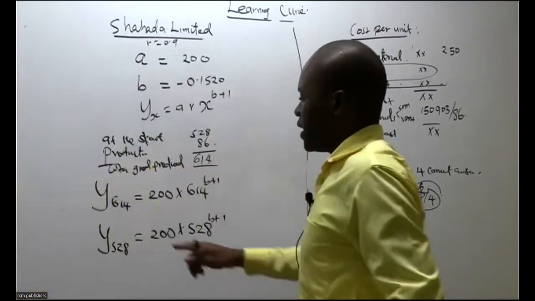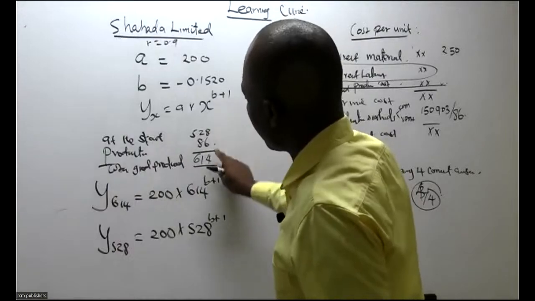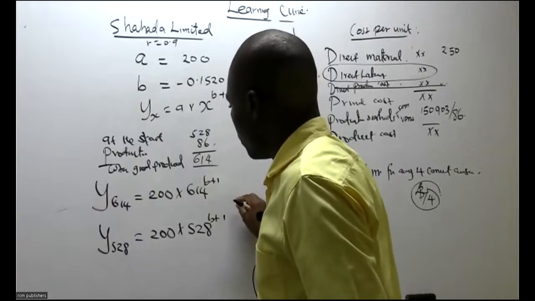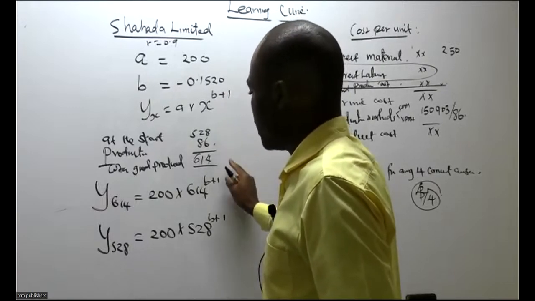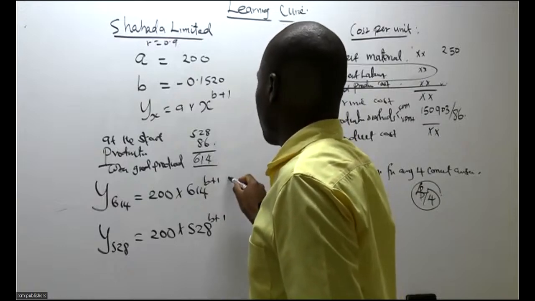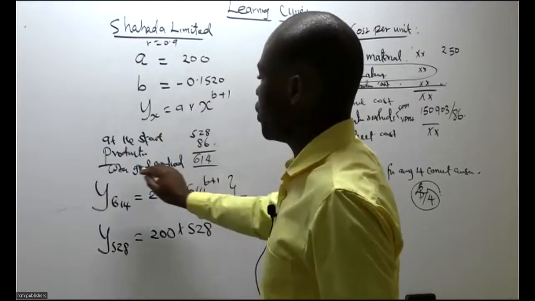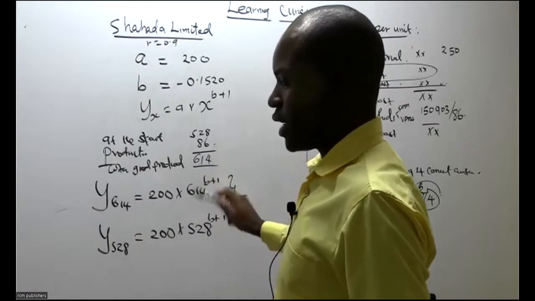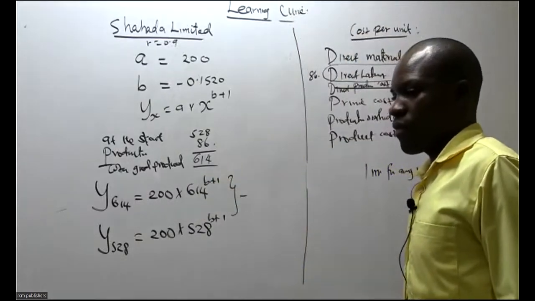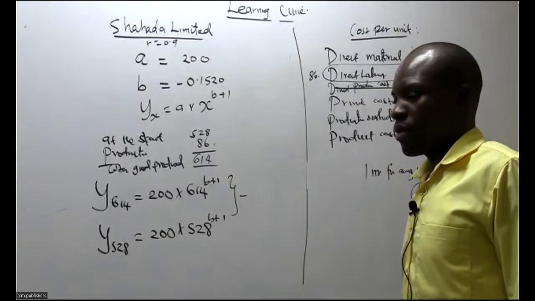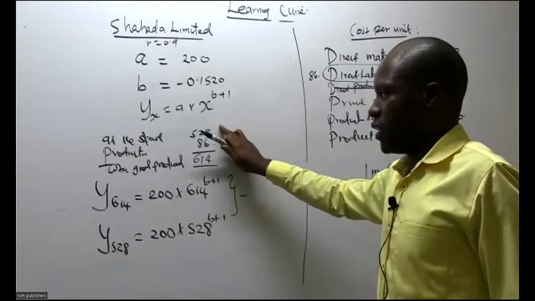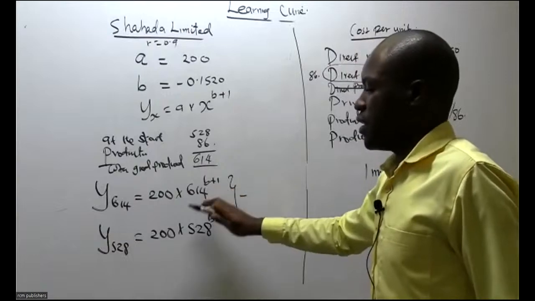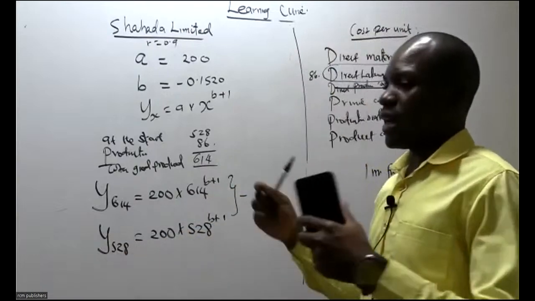If I get the time taken to produce the first 614, less the time taken to produce the first 528, what will that answer represent? The difference between these two will represent the time taken to produce how many units? As we understand, at the start they had already produced 528. At the end, they have 614. The first 614 is this, the first 528 is this, and in the middle there is a gap.